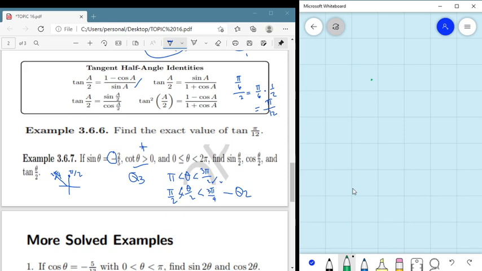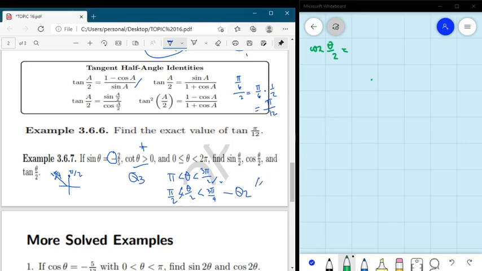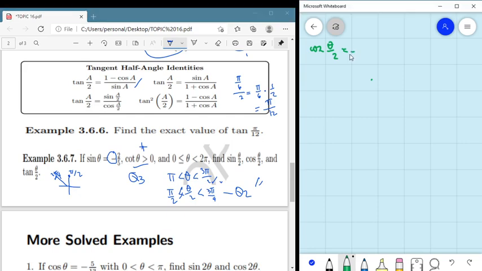Next is to find out the value of cosine of theta over 2. Earlier, sine was positive, but now we put a negative value, because it is in quadrant 2. So it should be the negative of the square root of 1 plus cosine of theta over 2. Okay, so replacing the cosine with negative square root of 21 over 5, all over 2.